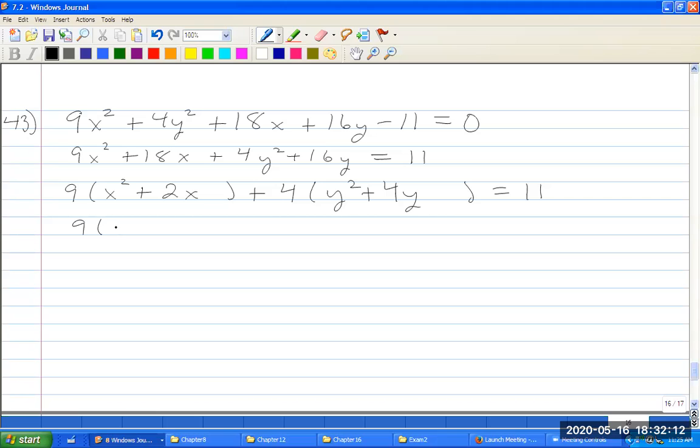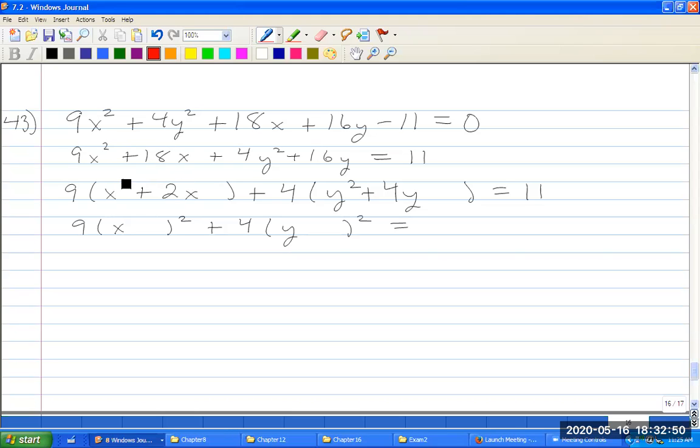And now let's complete the square. Okay, so the reason I factored out the 9 and the 4 over here is so that each of these quadratics are monic. So it makes completing the square a little easier. You would just take this coefficient and divide by 2, rather than having to take the 18 and divide by 2 times 9.